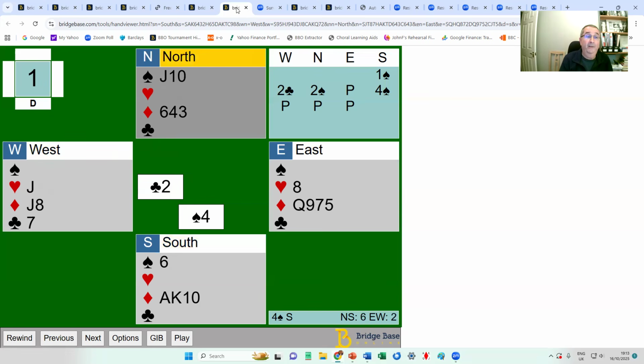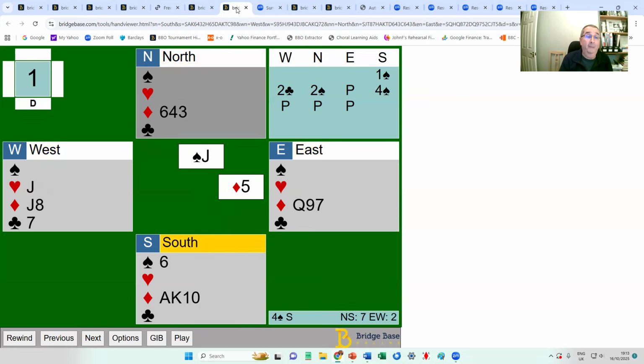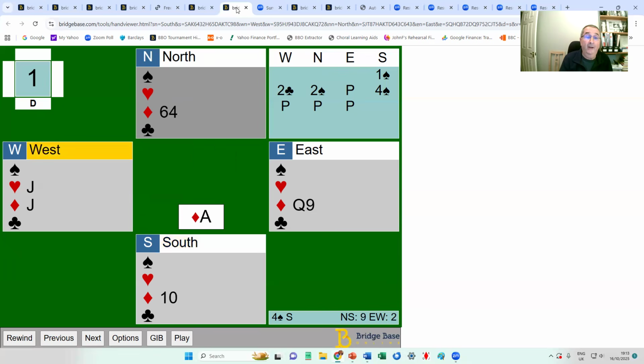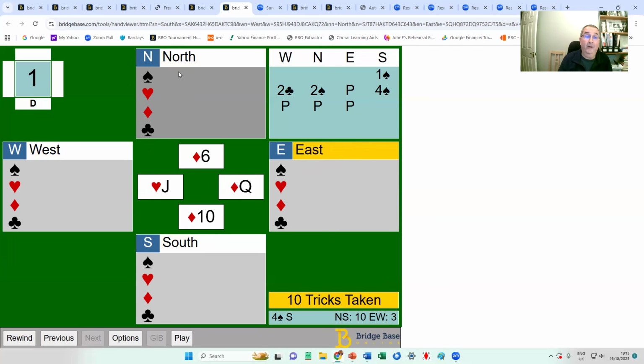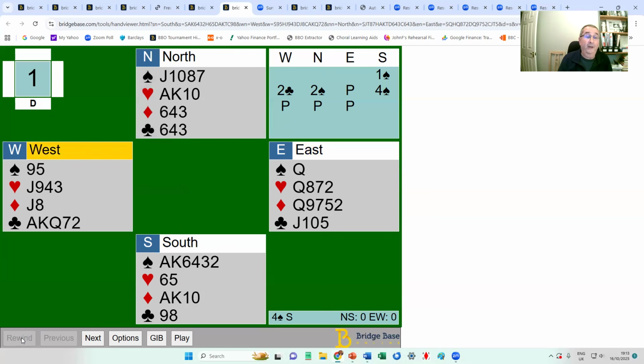So now, if you try to put pressure on them by playing off all your trumps, you won't succeed, because East will keep their Queen 9 of diamonds, and you'll make one trick less. You'll still make your contract, but you won't make that extra trick.